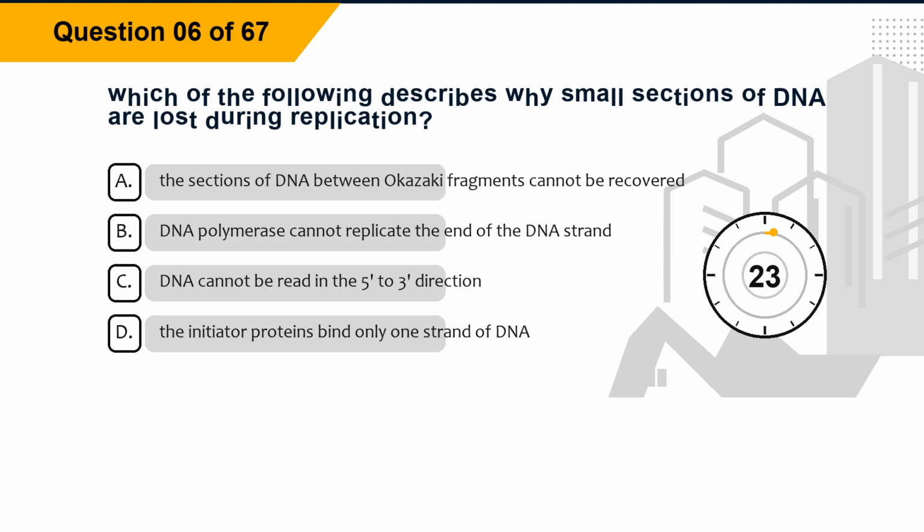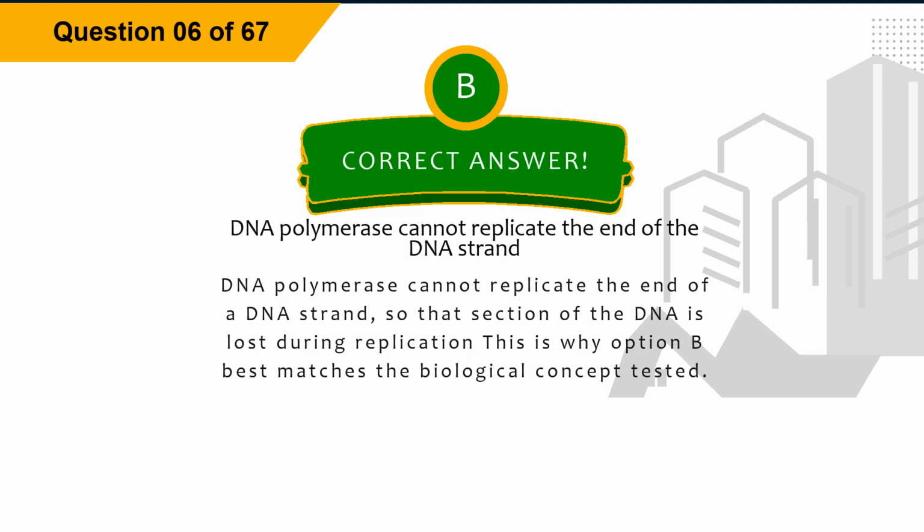Question 6. Which of the following describes why small sections of DNA are lost during replication? Option A. The sections of DNA between Okazaki fragments cannot be recovered. Option B. DNA polymerase cannot replicate the end of the DNA strand. Option C. DNA cannot be read in the 5' to 3' direction. Option D. The initiator proteins bind only one strand of DNA. The correct answer is option B. DNA polymerase cannot replicate the end of the DNA strand. Explanation. DNA polymerase cannot replicate the end of a DNA strand, so that section of the DNA is lost during replication. This is why option B best matches the biological concept tested.